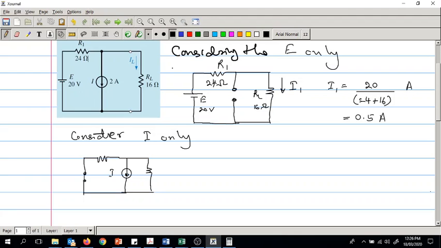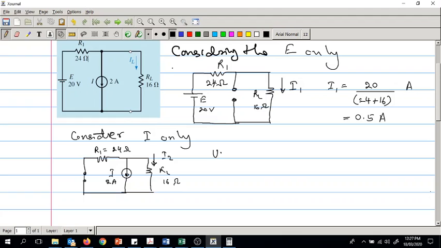So I is 2 amperes, R1 is 24 ohms, RL is 16 ohms. There's a short circuit there, and let's label this as I2. And now you have a current divider. There is this R1 in parallel to the current source, as well as RL in parallel to the current source, so we can use the current divider rule.